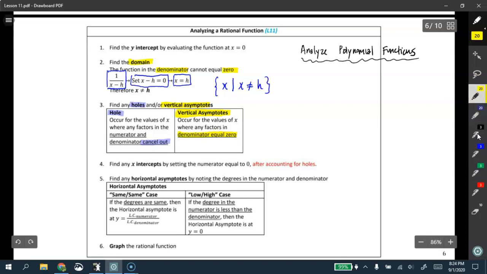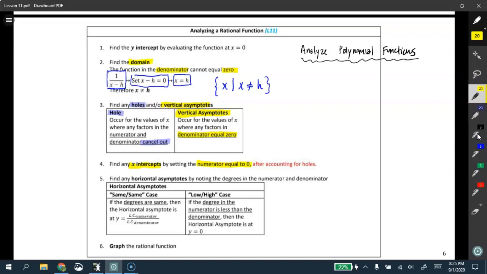When you're finding x-intercepts, basically all you need to do is set the numerator equal to 0. And that is after, I've written it for you in red, after you have accounted for finding all the holes in the graph, all right? And finally, step number 5 is to find any horizontal asymptotes.